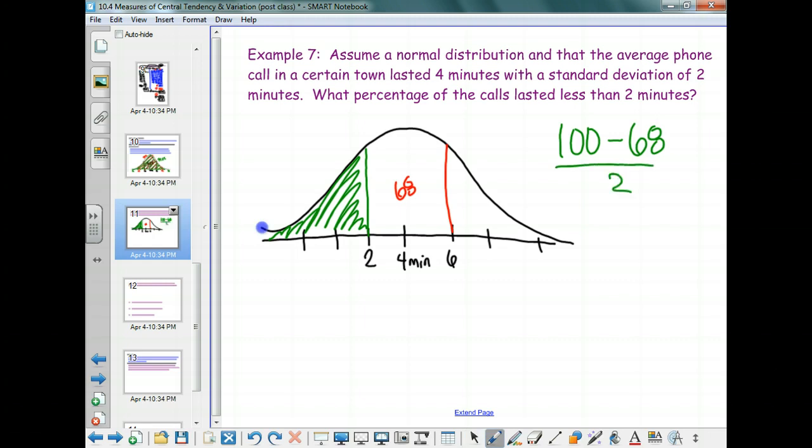Because what that would actually give me before I divide by 2 is both of these tails. The tail that's less than 2 and the tail that's more than 6. But I only have one of them. And this is a symmetric curve. So I can do these sorts of things where I can subtract and I can divide and whatnot. So 100 minus 68 is what? 32. And 32 divided by 2 is? So this is 16%. Can everybody think of another way to do the problem? There is one more way to do it. Kaylee.